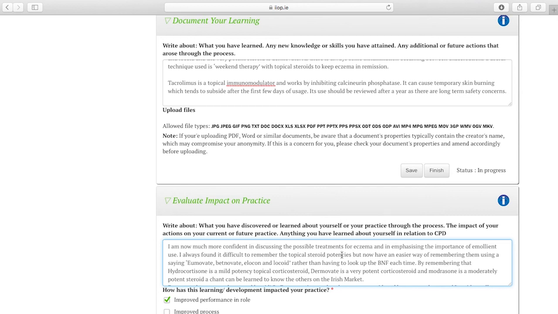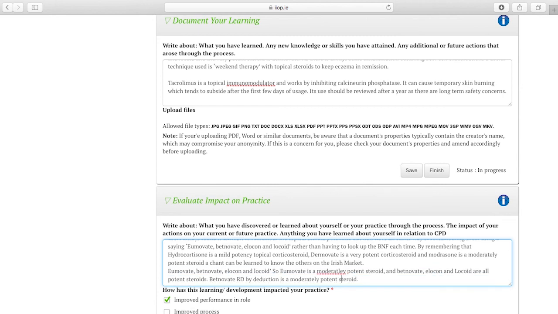But now I have a saying, or a mantra: Umivate, Betnivate, Elocon, and Locoid. So if I say that a few times in my head, it allows me to learn off the potencies of all the steroids. So to explain this in more detail, by remembering that hydrocortisone is a mild potency topical corticosteroid, and Dermovate is a very potent topical corticosteroid, and Madrosone is a moderately potent steroid, the chant can be learned to know what the potency of the others on the Irish market is.